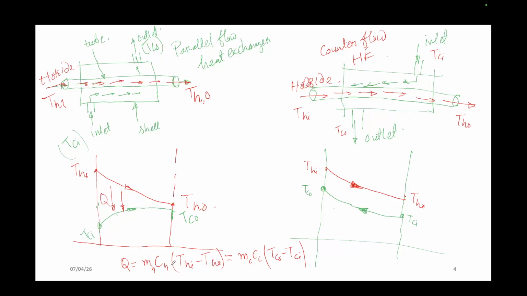So see, some students get confused. Some students know that temperature should be final temperature minus initial temperature. Yes, it is right. I am not saying it is wrong. If it is final temperature minus initial temperature, if you take in the first case, Tho minus Thi, what will you get? You will get negative, right?